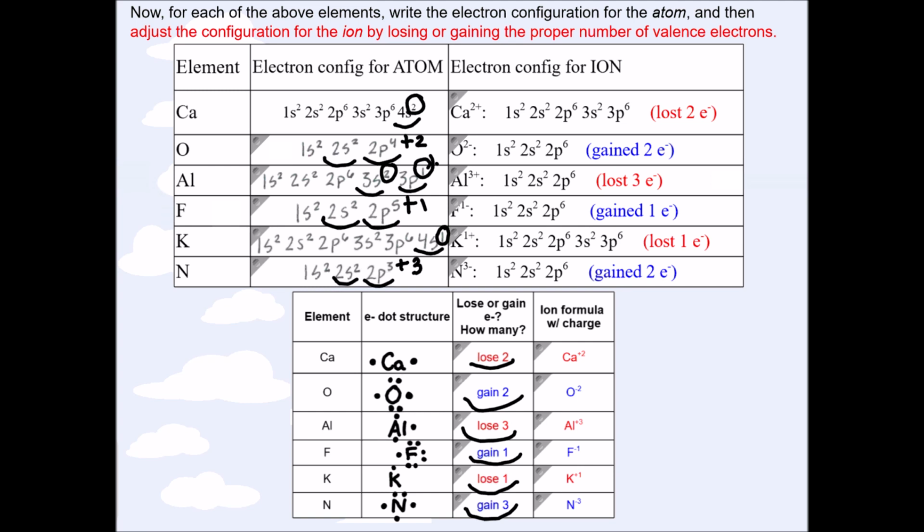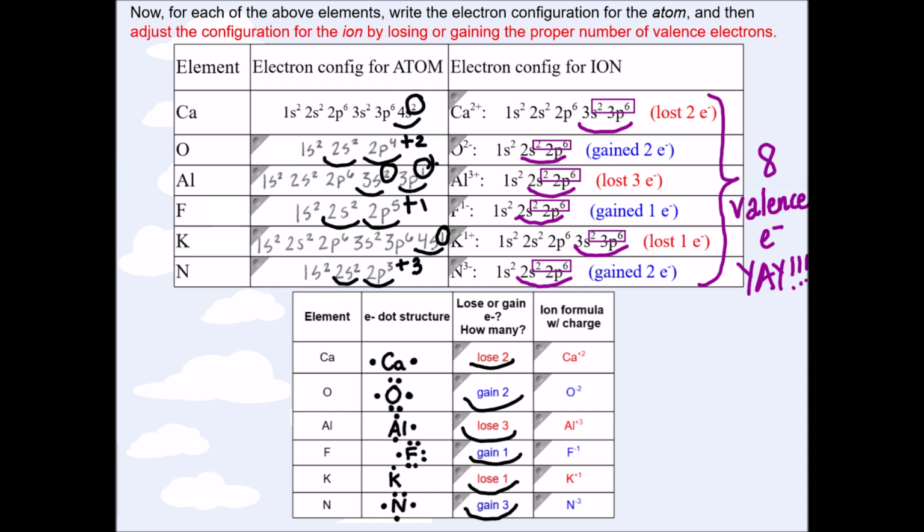Welcome back. Potassium will lose its only valence electron in the fourth energy level, creating a potassium cation, K+1, ending at 3p6. And nitrogen, which will gain 3 valence electrons to achieve 8, will fill up its 2p, going from 2p3 to 2p6.